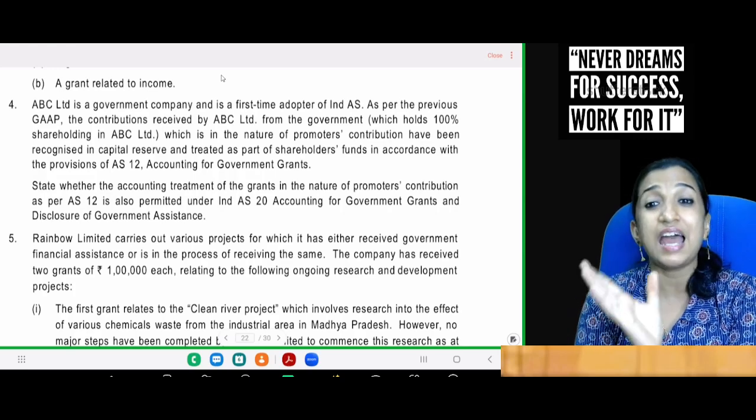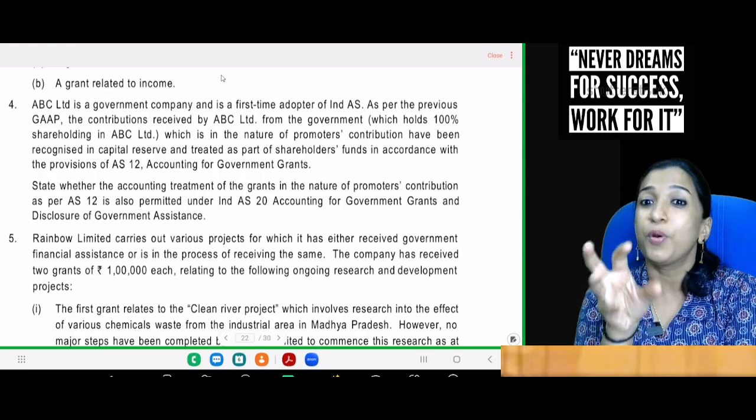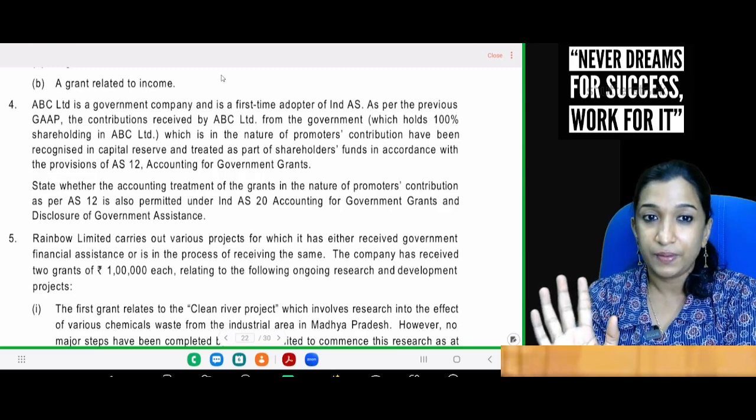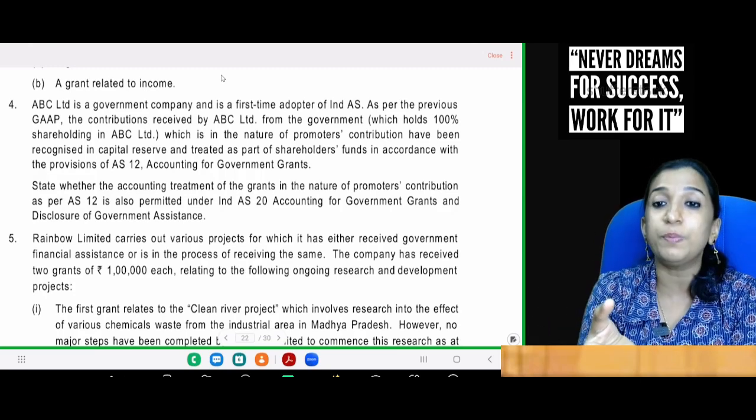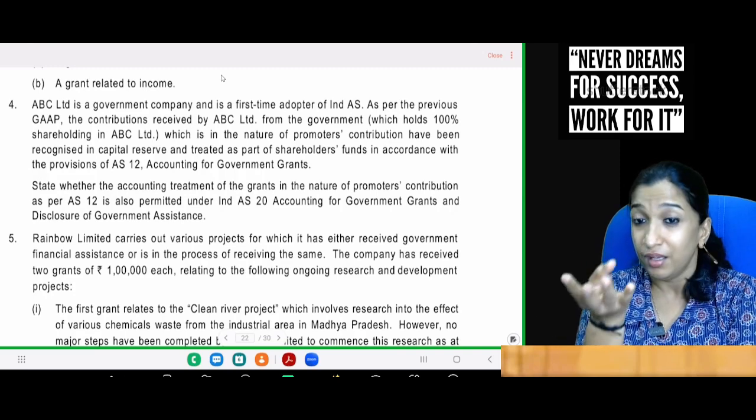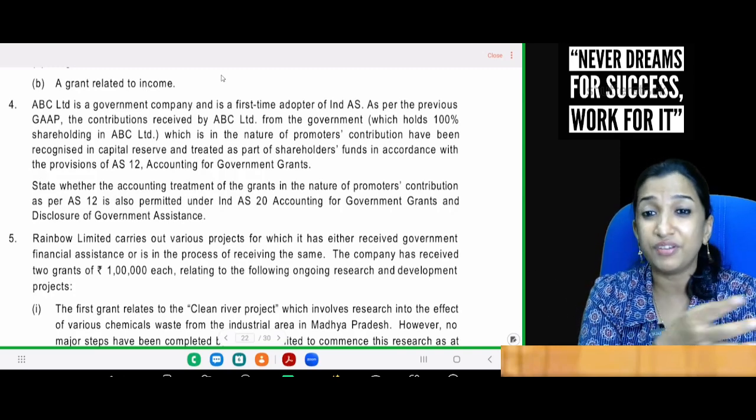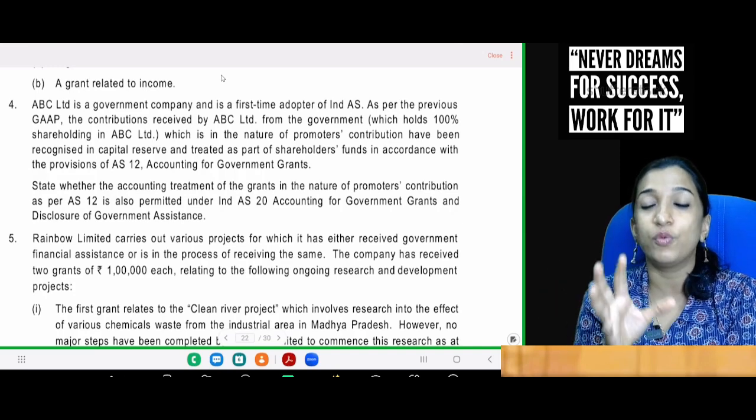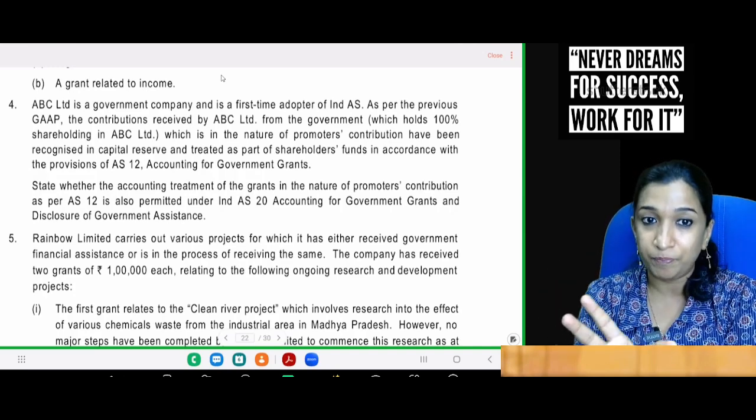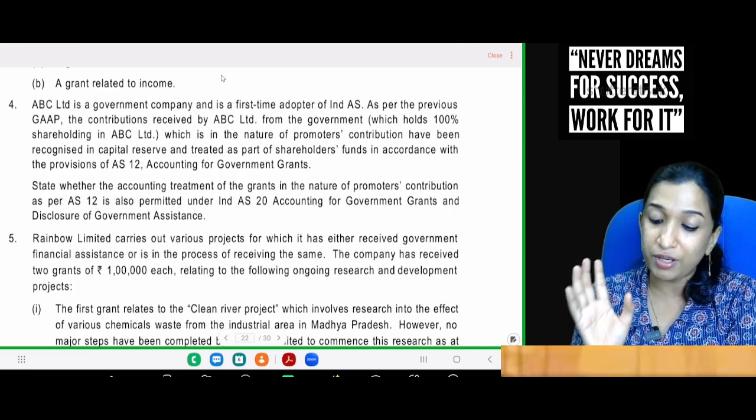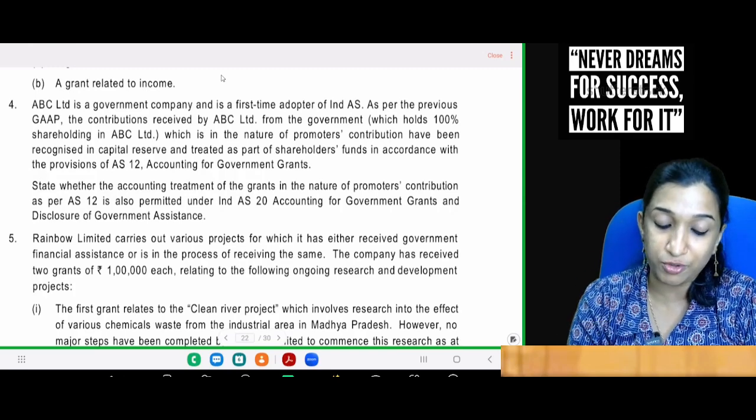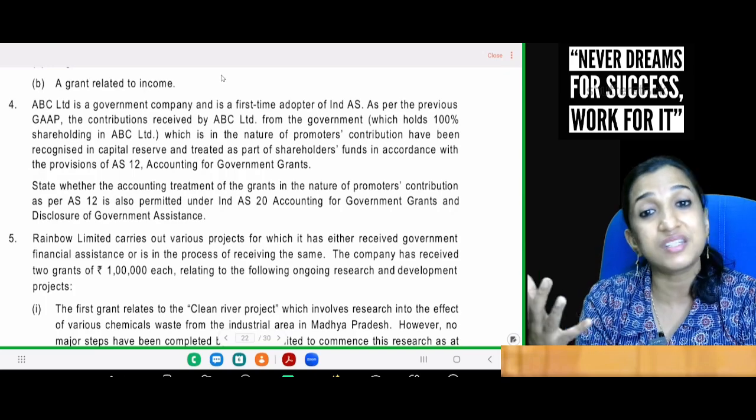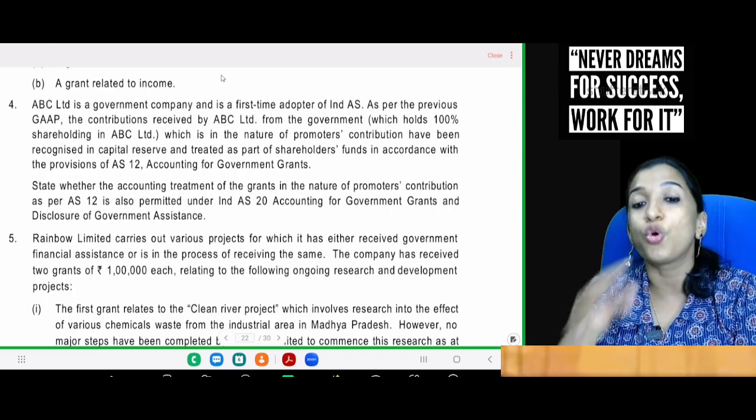See, the question is, as per AS 12, promoters' contribution can be credited to capital reserve. But there is nothing called promoters' contribution we have studied. No, nothing to capital reserve. Here we are following income approach. Every grant will be transferred to statement of P&L. State whether the accounting treatment of grant in the nature of promoters' contribution as per AS 12 is permitted under IND AS 20. See, we have studied IND AS 20, that is not permitted.